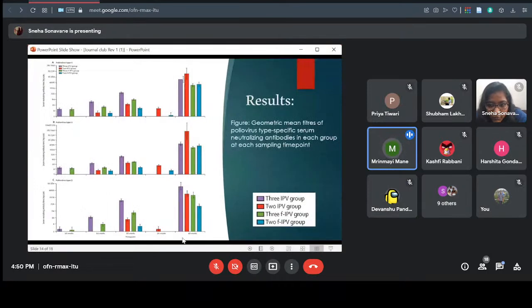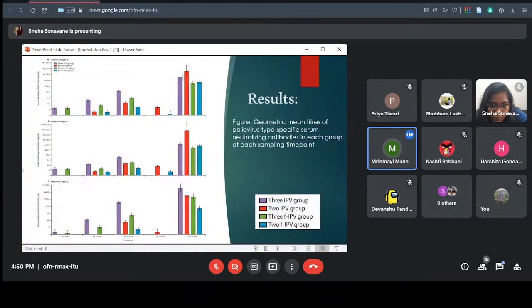The highest geometric mean titers to poliovirus type 1 and 2 were reported in 2 IPV group at end of 40 weeks. That is the red bar. It showed highest antibody titers for poliovirus type 1 and 2. But for poliovirus type 3, the highest titers were reported in 3 IPV group. That is the purple bar at the end of 40 weeks. So I hope it's clear for all of you. Next slide.